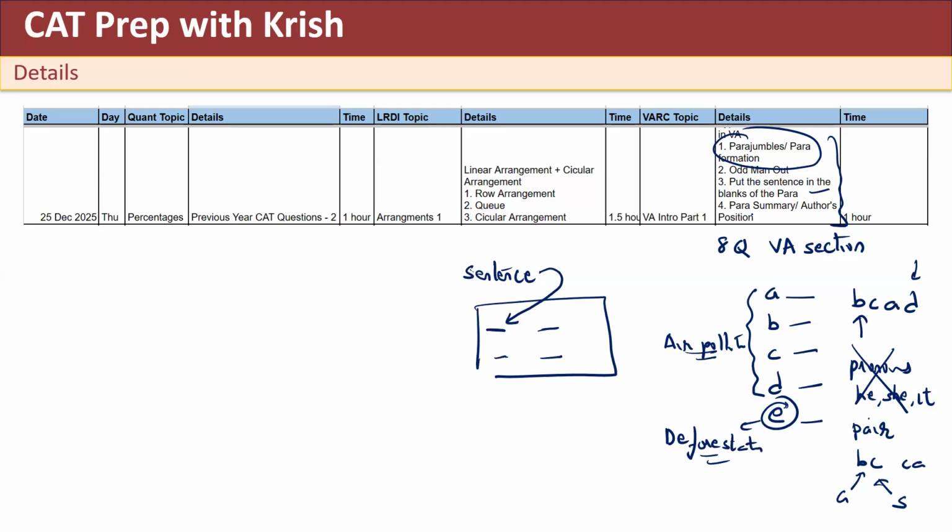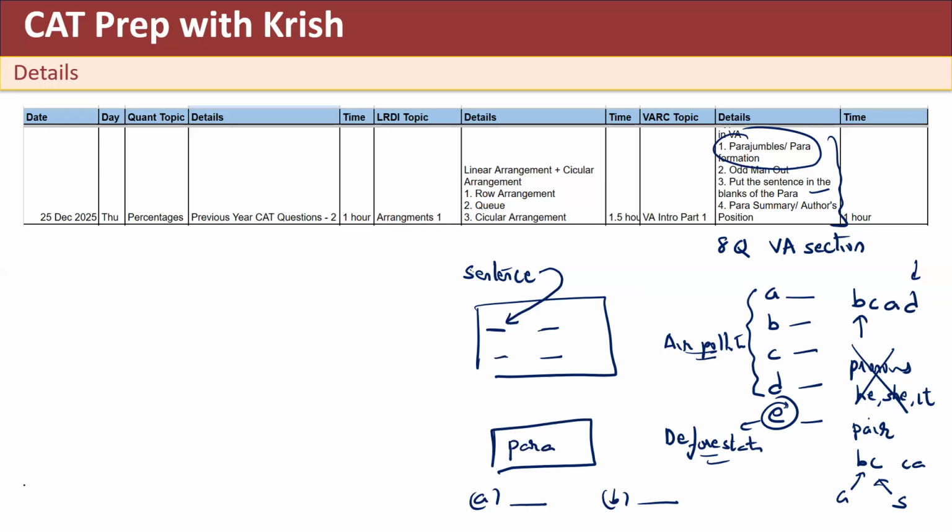And the fourth type is para summary. You will be given a paragraph and the options will have the sentences. Now we need to tell which of these options best describes the entire paragraph. Okay, so those are the para summary questions.